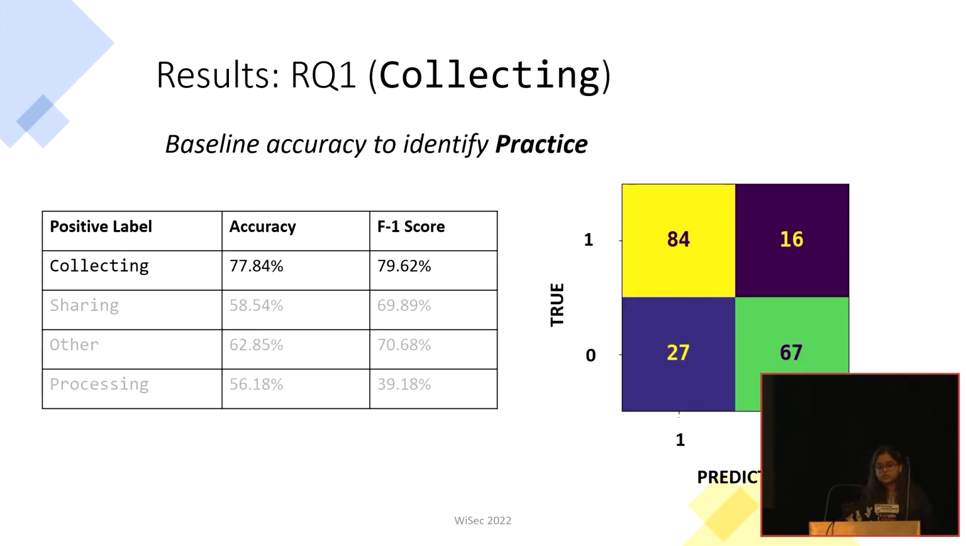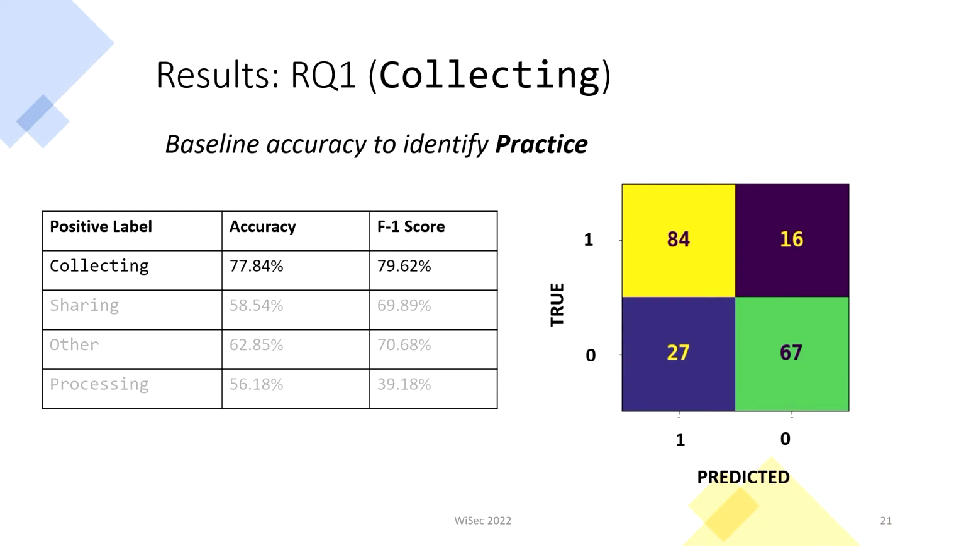Now let's take a closer look. For collecting, which is a label for practice, if we take a close look at the confusion matrix, we can see that 84 samples have been identified as true positive and 67 samples have been identified as true negative. That demonstrates that our model is optimized and is not biased towards positive or negative samples.